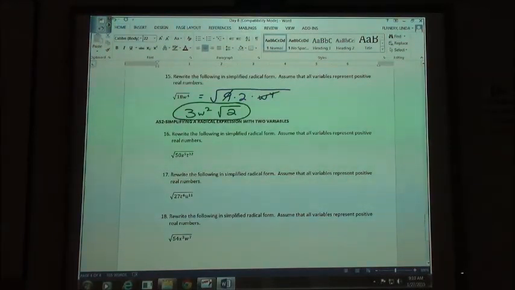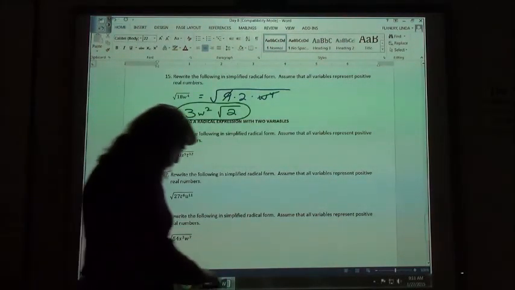No, you can't do anything with the 2, because the only factors of 2 are 1 times 2. So there's nothing you can do with it. You can take the square root of 1 all day; it's still 1. So you can't do anything else with that.